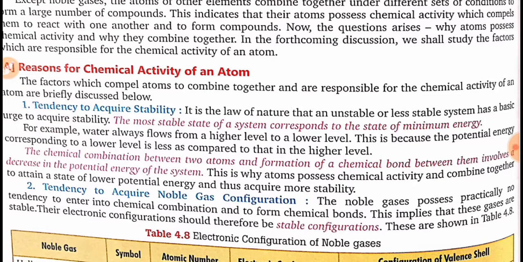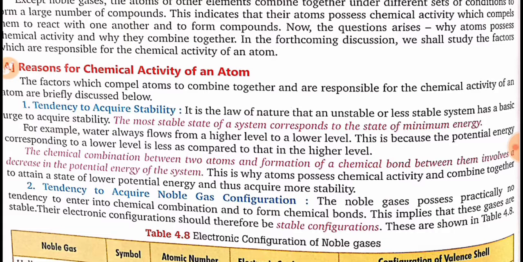If you take an example, water always flows from a higher level to a lower level. This is because the potential energy corresponding to a lower level is less as compared to that at the higher level. So transfer of energy takes place from the higher energy level to the lower energy level every time. So the chemical combination between two atoms and formation of a chemical bond between them involves a decrease in the potential energy of the system.